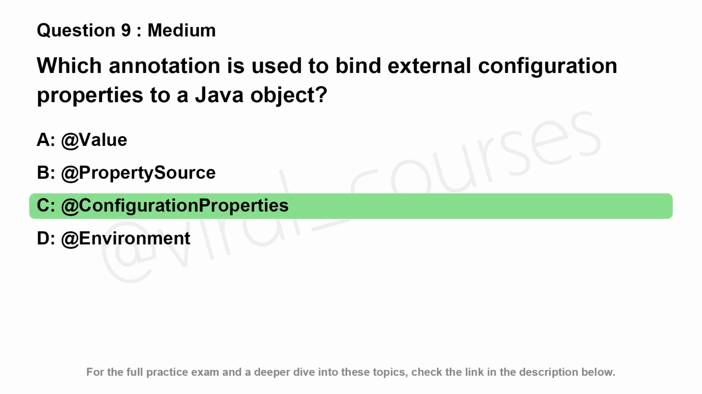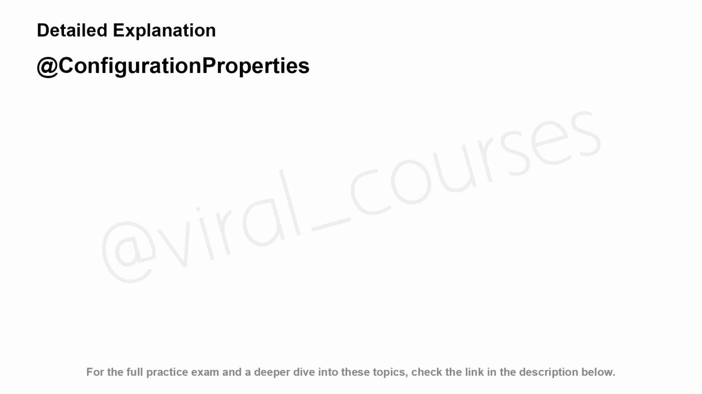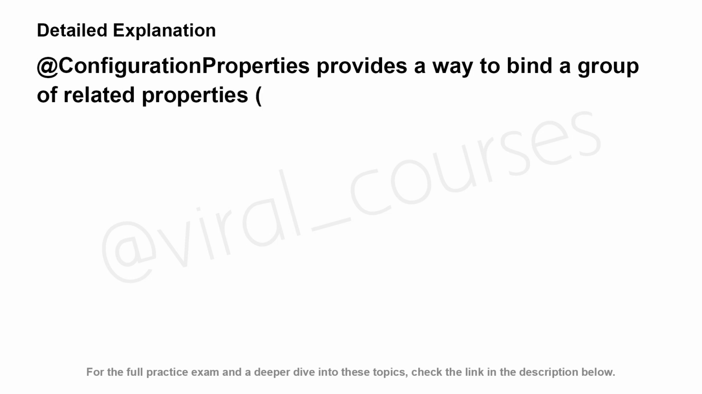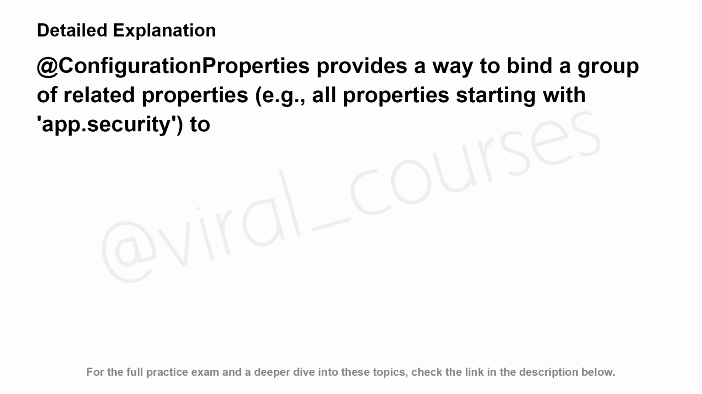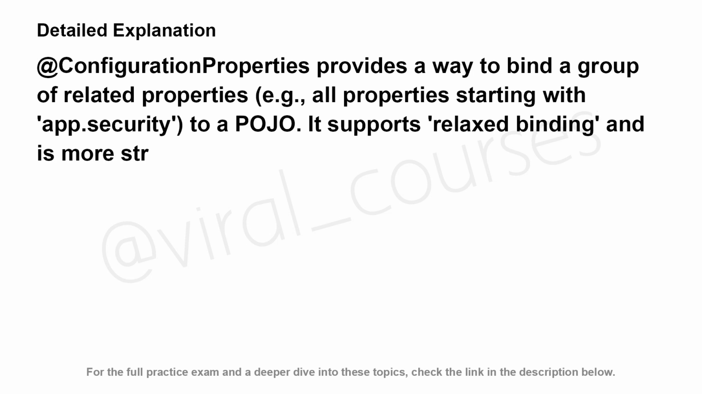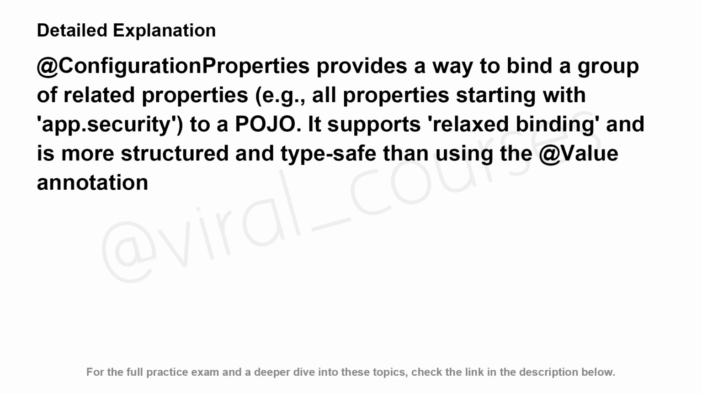The correct answer is C. @ConfigurationProperties provides a way to bind a group of related properties, e.g., all properties starting with app.security, to a POJO. It supports relaxed binding and is more structured and type-safe than using the @Value annotation.